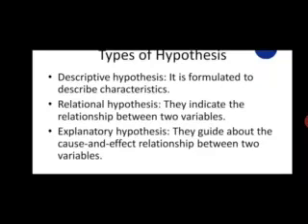And second type of hypothesis is relational hypothesis. They indicate the relationship between two variables. Say for example, in the last lecture we took the example of incentive and motivation. If we want to measure or analyze the relationship between these two variables, incentives and motivation, then we would use a relational hypothesis so that we may be able to check the relation between both variables.